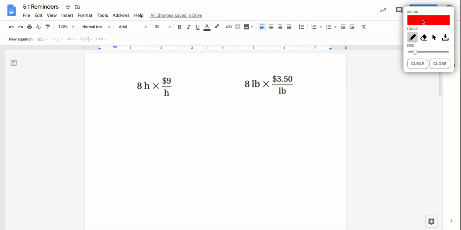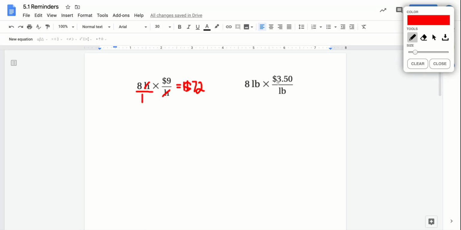So I always like to put a 1 underneath here. My two labels will cancel out. My hours will cancel. And then I just multiply across. Well, if it's 8 times 9, I'm going to make $72 in those 8 hours. Okay?